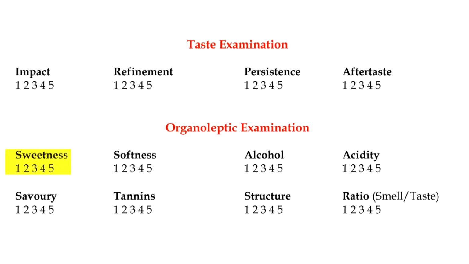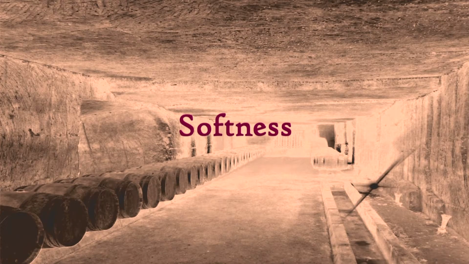The sweetness indicates the amount of residual sugar in a wine, not technically but in a sensory way. If a wine is definitely dry, the value is 1, and if it's far too sweet, the value to be assigned is 5. The extreme higher value is definitely a flaw. Softness.